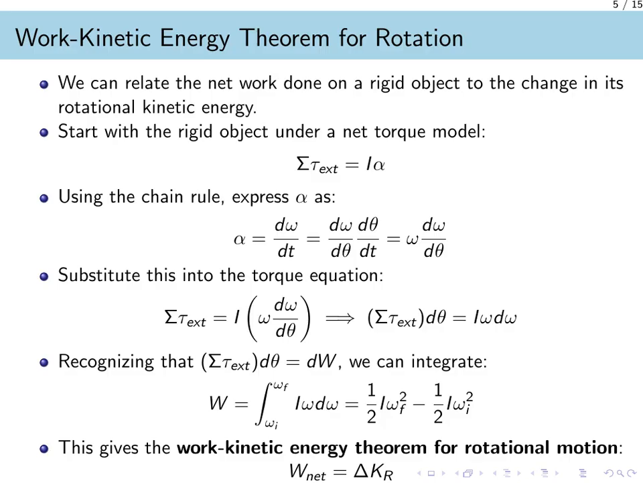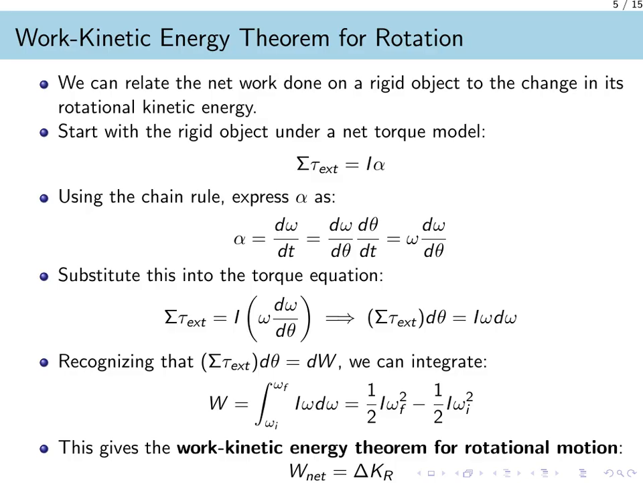We can now formally derive the work kinetic energy theorem for rotation, which connects the work done on an object to its change in rotational speed. Our derivation begins with the rotational form of Newton's second law. The net external torque equals the moment of inertia, I, times the angular acceleration, α. The key mathematical insight is to use the chain rule to rewrite α. Instead of being the time derivative of angular velocity, we express α as ω times the derivative of ω with respect to the angular position, θ.